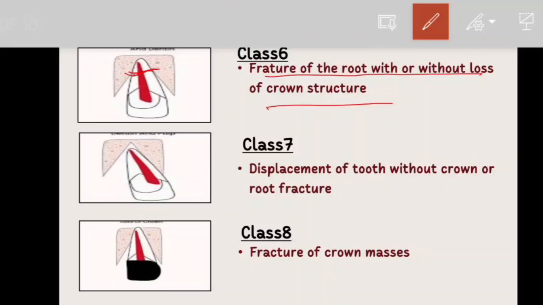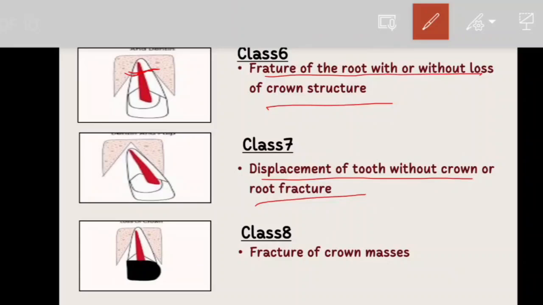Now class 7th is tooth displacement. So displacement of the tooth without crown or root fracture. So the tooth is shifted from its normal position but crown and root are intact. So here key point is luxation injury and position change without fracture.